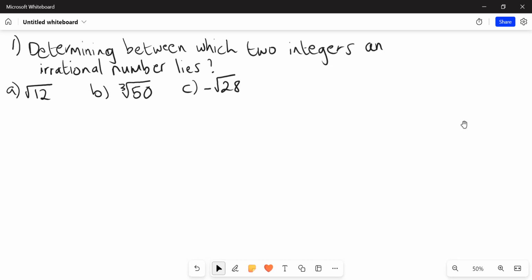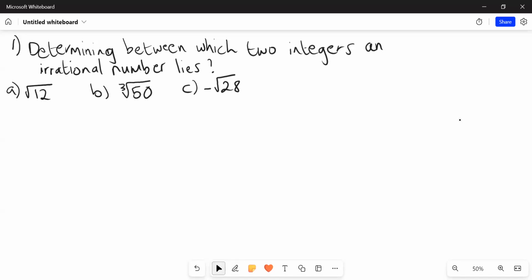So our focus today is based on grade 10s, actually. So without waste of time, let's get down to our question. Today we're focusing on number systems. The question is about determining between which two integers an irrational number lies. So our A is root 12, cube root 50, as well as negative root 28, right?